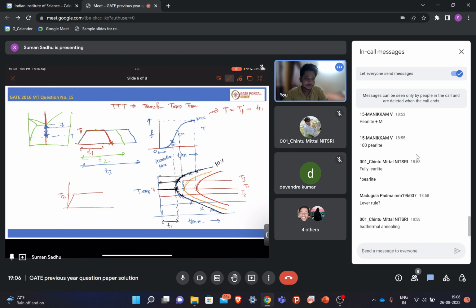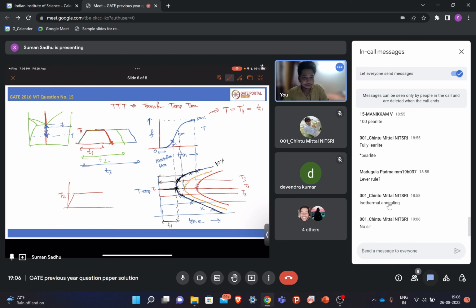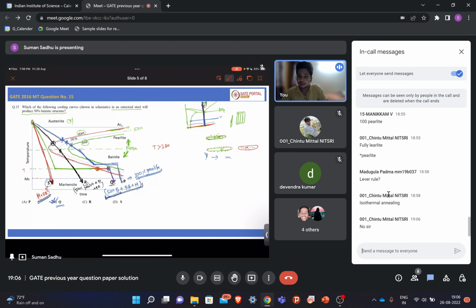Any doubt? Hello? Am I audible? Okay. Does anyone have any other doubt, or want me to explain any other concept from this TTT curve, or the phase diagram? This question, all people understood, right? Why is Q giving 50% bainite?